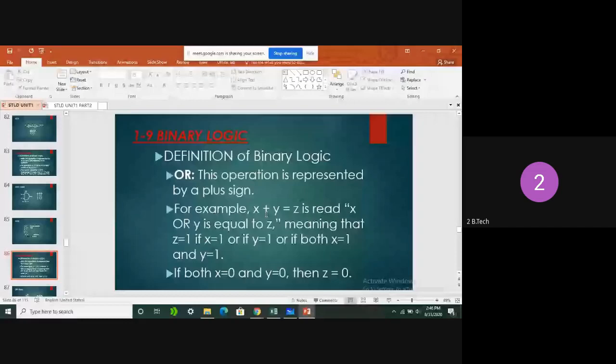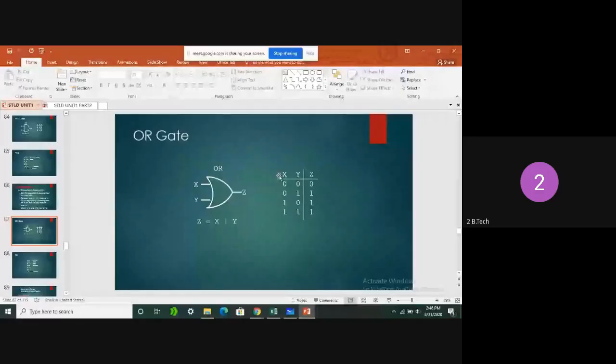So the main difference between multiplication, addition and the OR operation is, see here, if both are 1, x is 1, y is 1, then in the output, if it is addition, 10 will be the answer. But here this is logic. In order to get high output, either x may be high or y may be high. If both are high, no problem. So that is the logic. Clear, all of you?